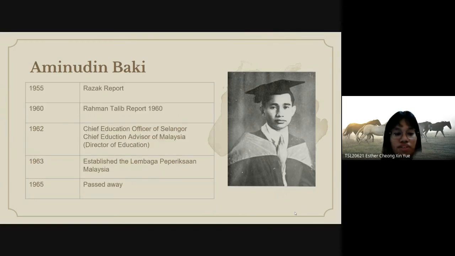In 1955, he was involved in preparing the Laporan Pendidikan Razak. In 1960, he became the community advisor of the Rahman Talib Report 1960. In 1962, he was elected as the Chief Education Officer of Selangor and the Chief Education Advisor of Malaysia. In 1963, he established the Lembaga Peperiksaan Malaysia. In 1965, he passed away because of a heart attack.